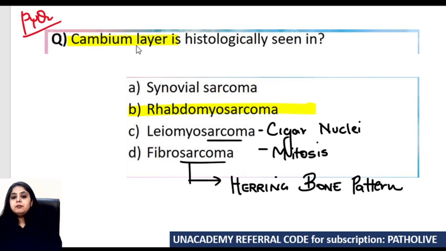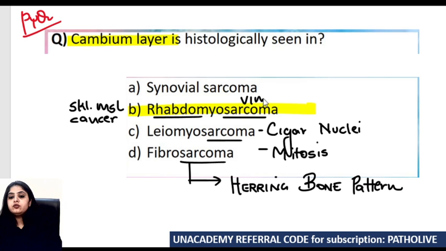Coming back, my question over here was cambium layer, and that is seen in rhabdomyosarcoma. By now you know a lot of things about RMS. You know it is a sarcoma, a malignant tumor. You know it is a rhabdomyo, means it is a skeletal muscle malignant tumor. Skeletal muscle cancer. You also know the markers by now. For sarcoma, you've understood that it's going to be vimentin positive. For rhabdomyo, you've also understood that it is going to be desmin positive.